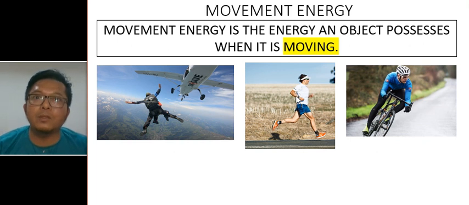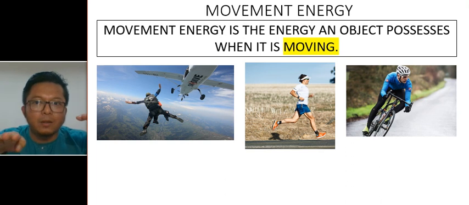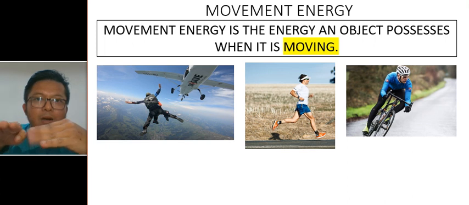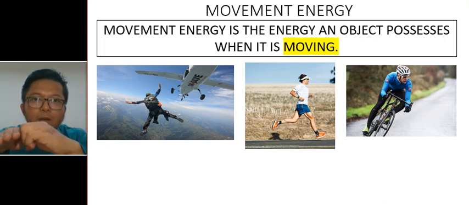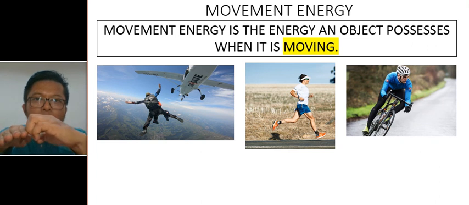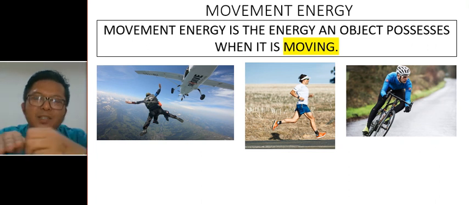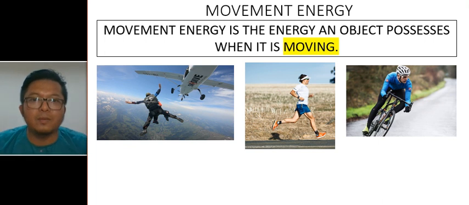It becomes movement energy. How do you know? Because it's still moving. Example, when a moving car has an accident like this, the other car becomes bent, damaged. The energy from the moving car changes and is very strong. It hits the other car.